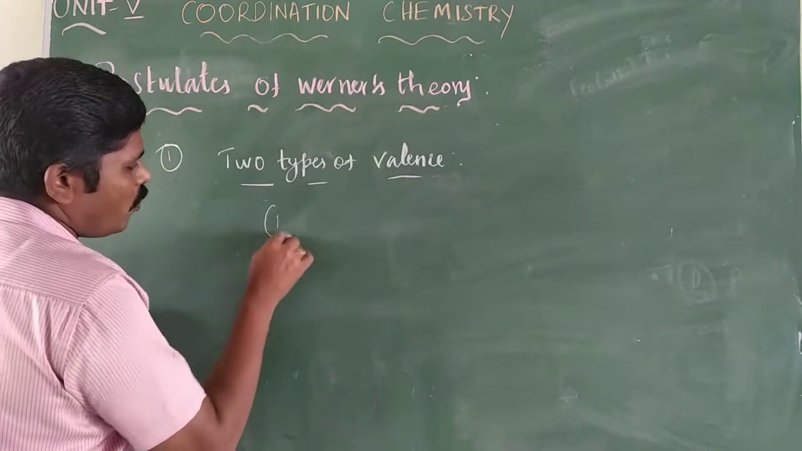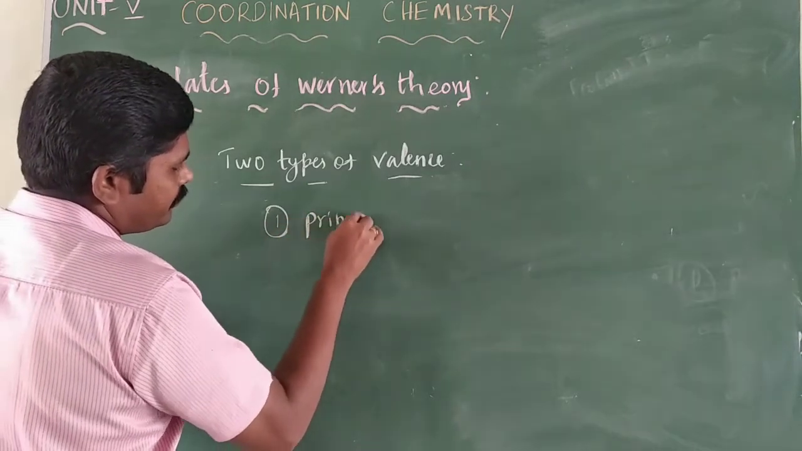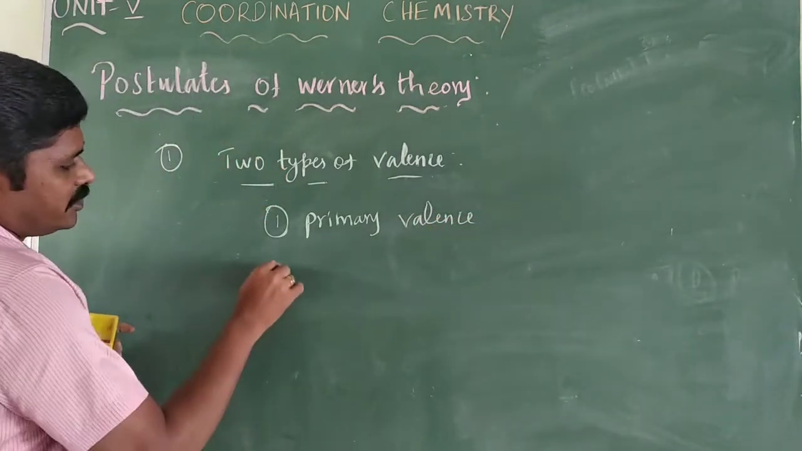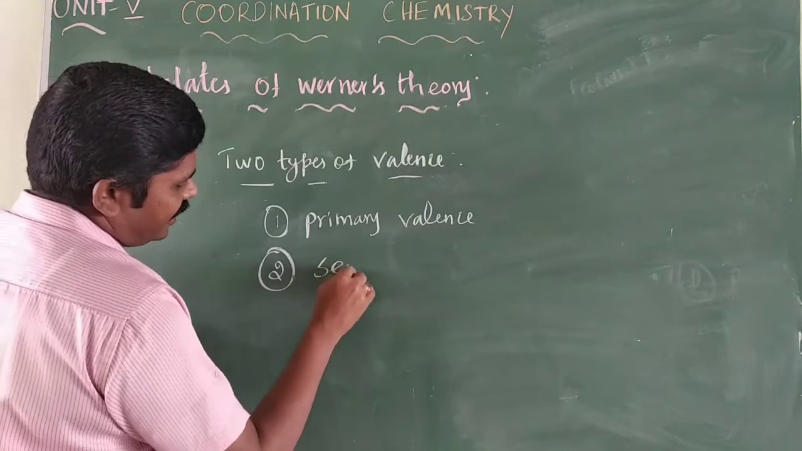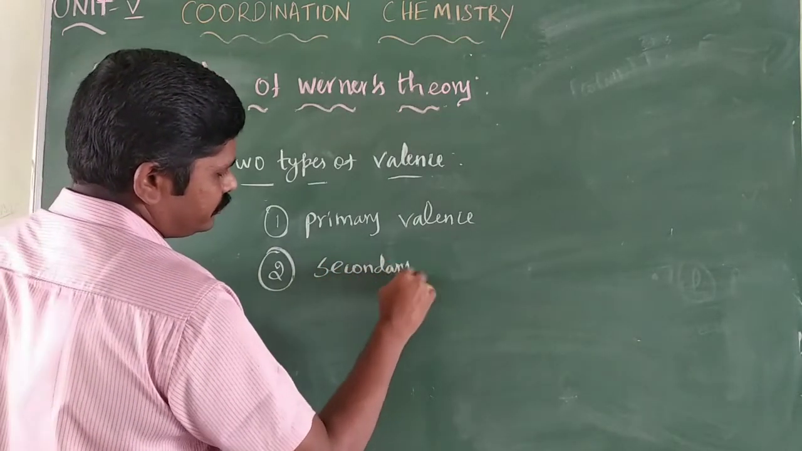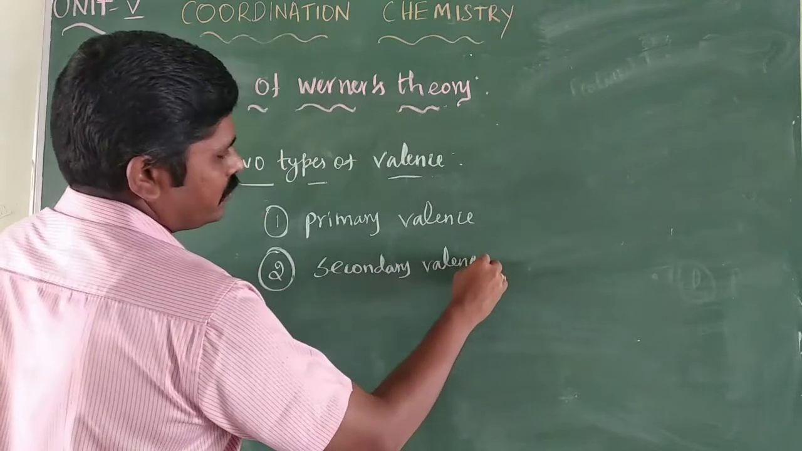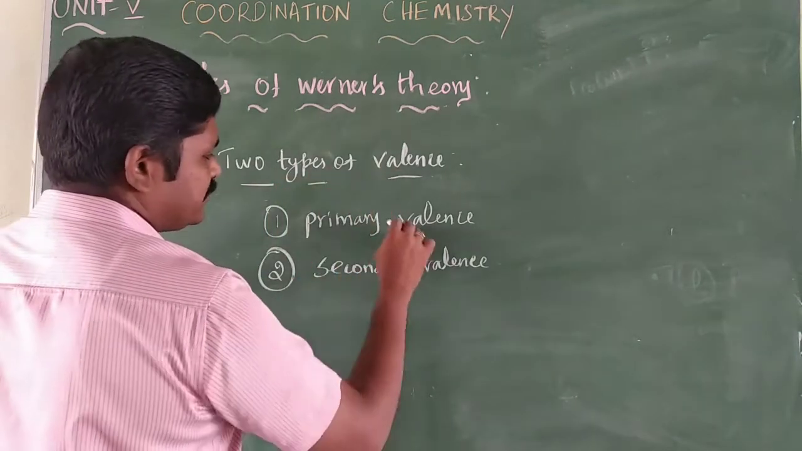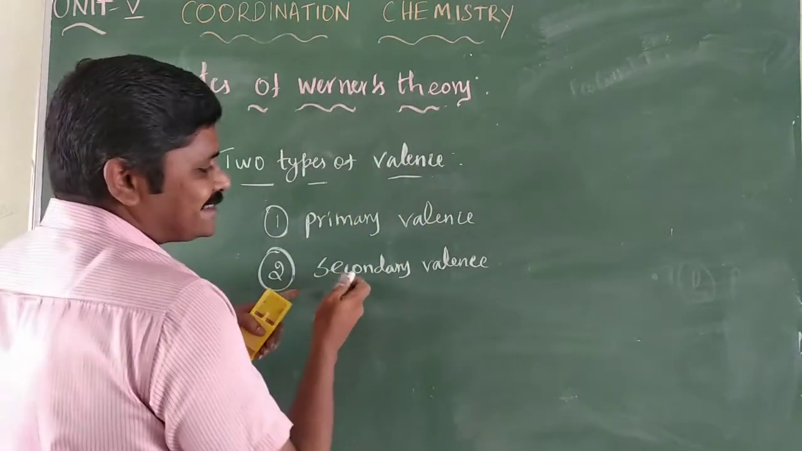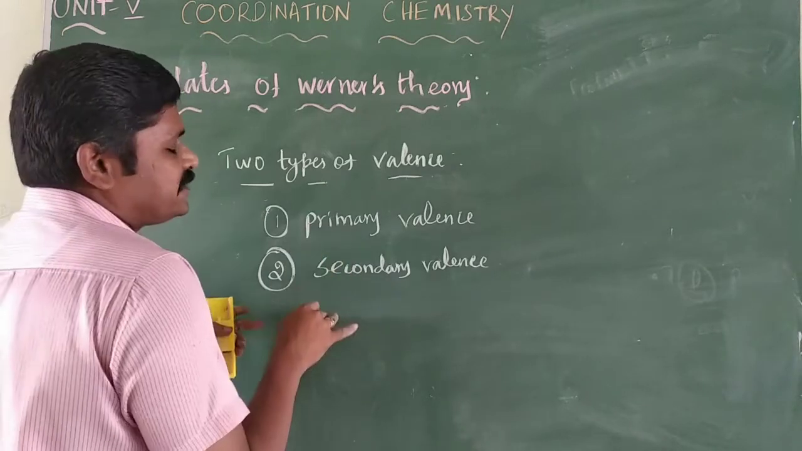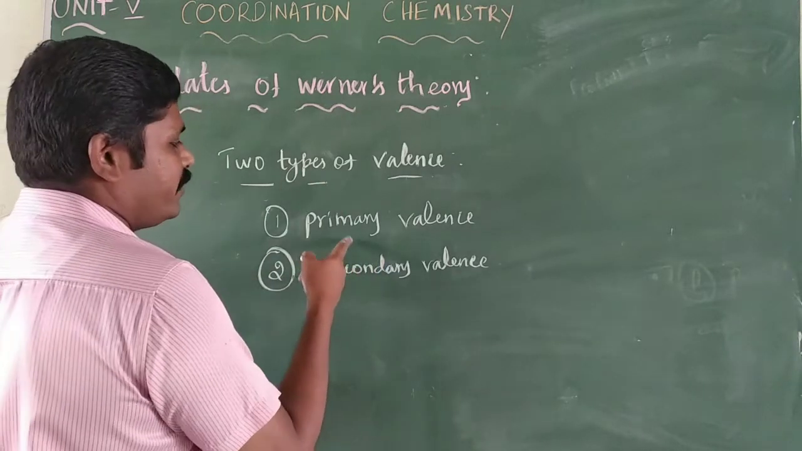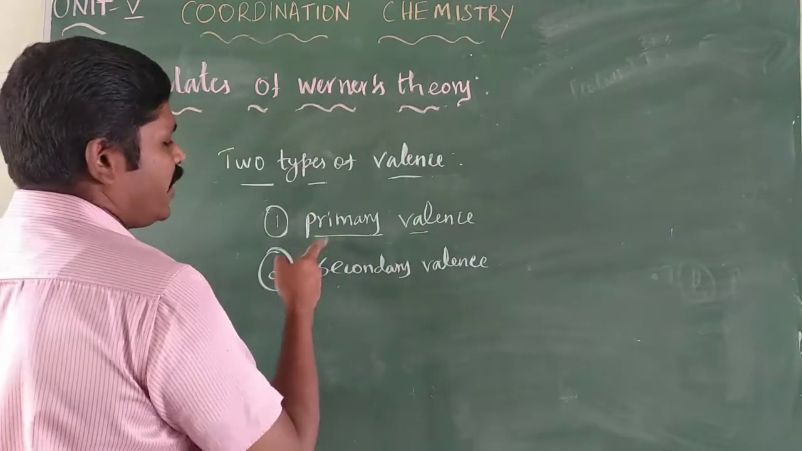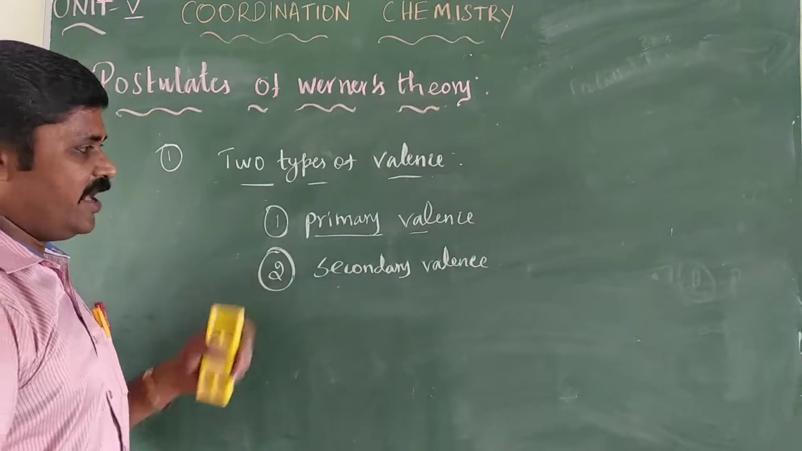The names are: one, primary valence, and the second one is secondary valence. So two types of valence. The first one is primary valence and the second one is secondary valence. So each element is satisfied by both valences.